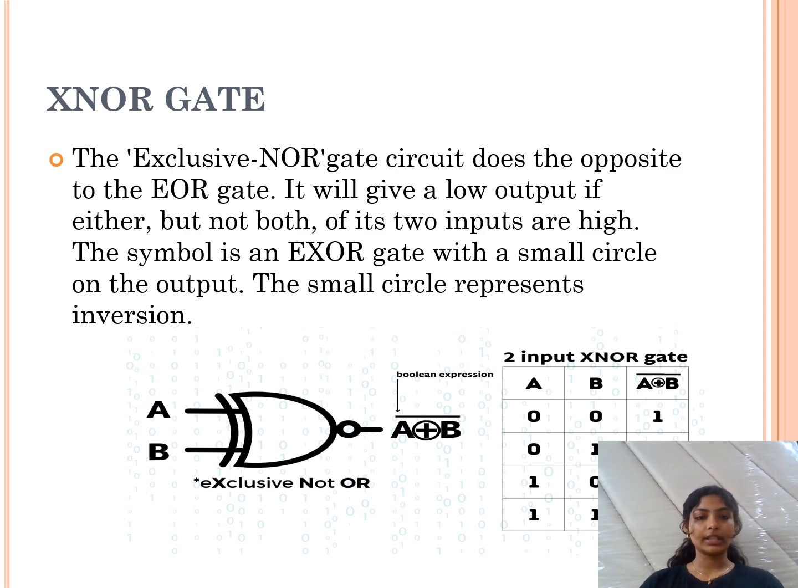XNOR gate. The exclusive NOR gate circuit does the opposite to the EOR gate. It will give a low output if either but not both of its two inputs are high. The symbol is an XOR gate with a small circle on the output. The small circle represents inversion. Here in the diagram you can see the logic diagram of the XNOR gate and also the truth table.